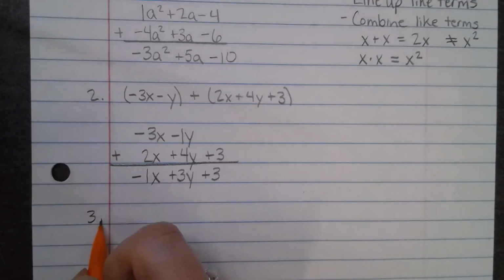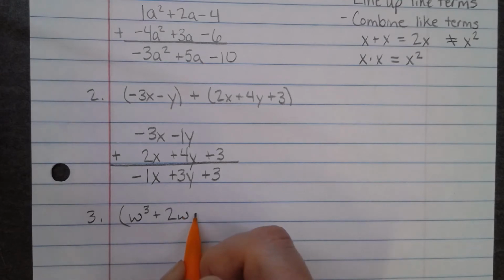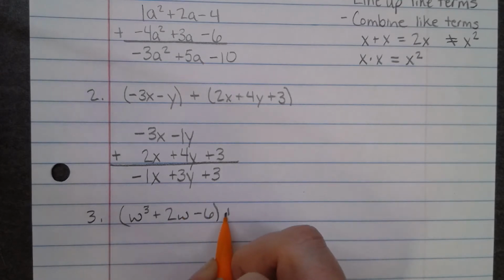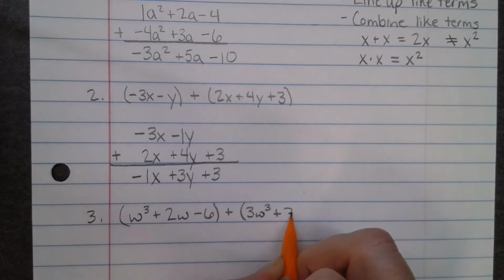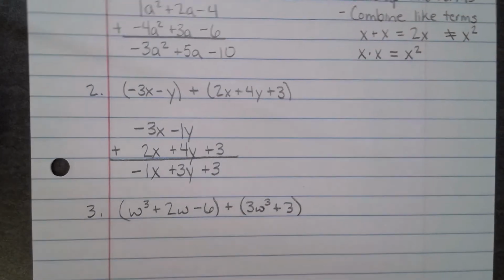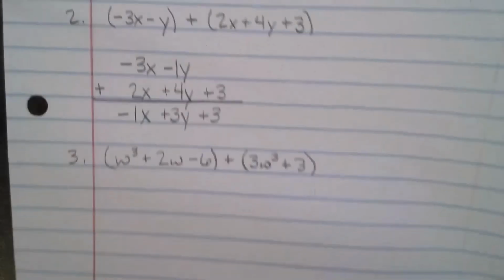Example number 3. We have w to the third power plus 2w minus 6, and we're going to add that with 3w cubed plus 3. Feel free to pause the video at this time and try this one on your own.